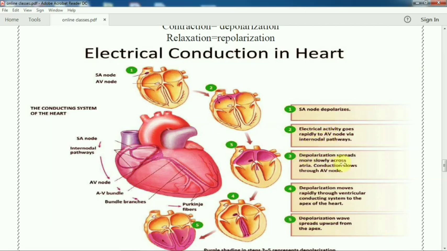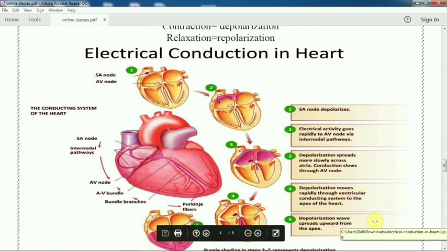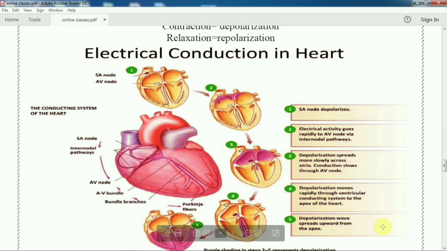Depolarization spreads more slowly across the atria and conduction is slow through the AV node. Again, in the 4th stage depolarization moves rapidly through the ventricular conducting system to the apex of the heart, and in the last stage the depolarization wave spreads upward from the apex. So this is the general anatomy and conducting system of the heart we have already studied.